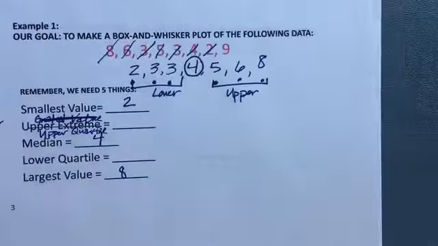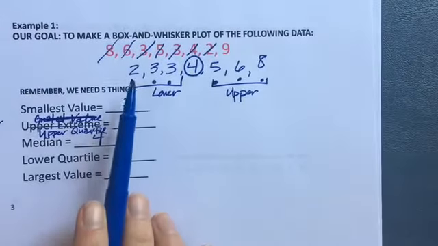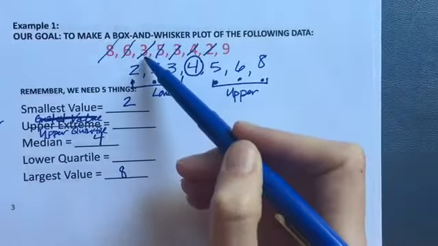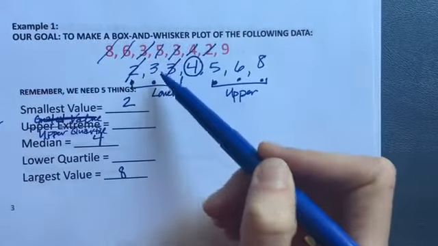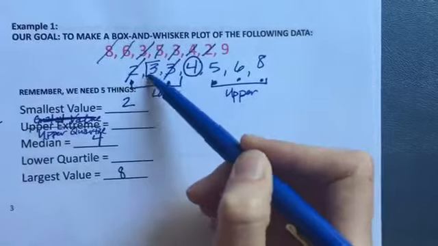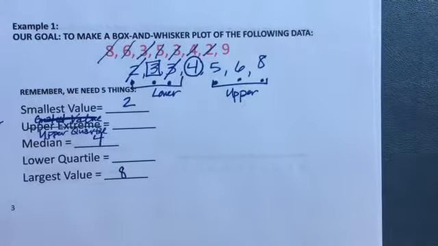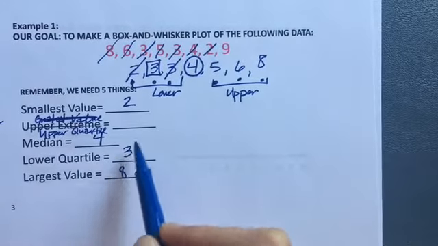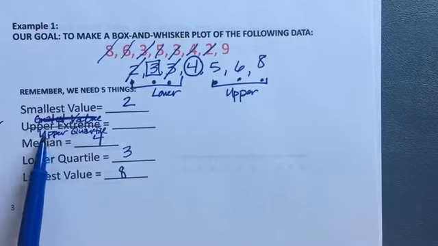So looking at this lower half of data, 2, 3, and 3, how do you find the middle of it? Well, let's cross it off this time. Low, high, there's only 3 numbers, right? So you can see right here, we have found the median of the lower set of data, and so that is 3.